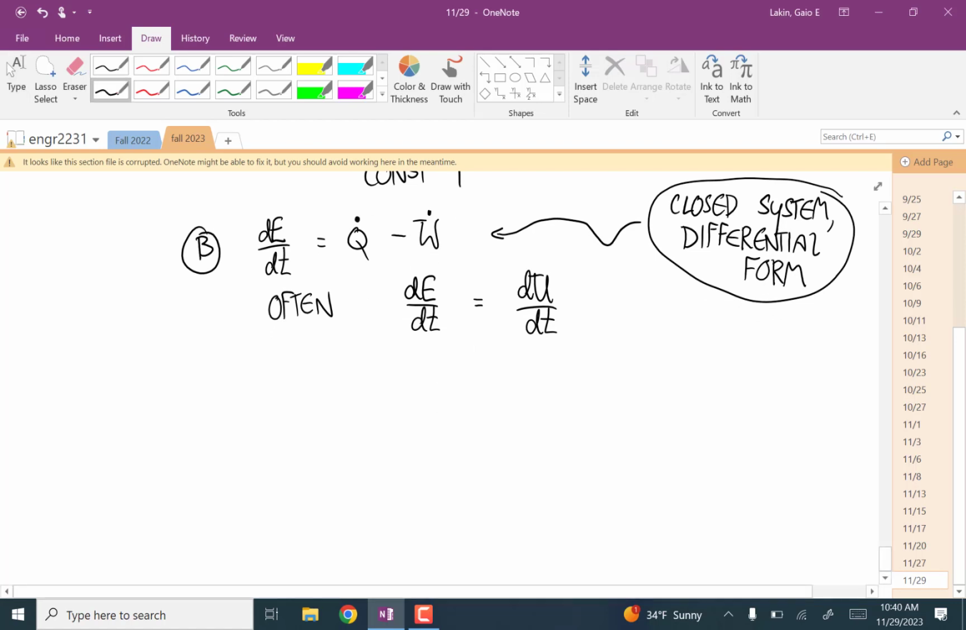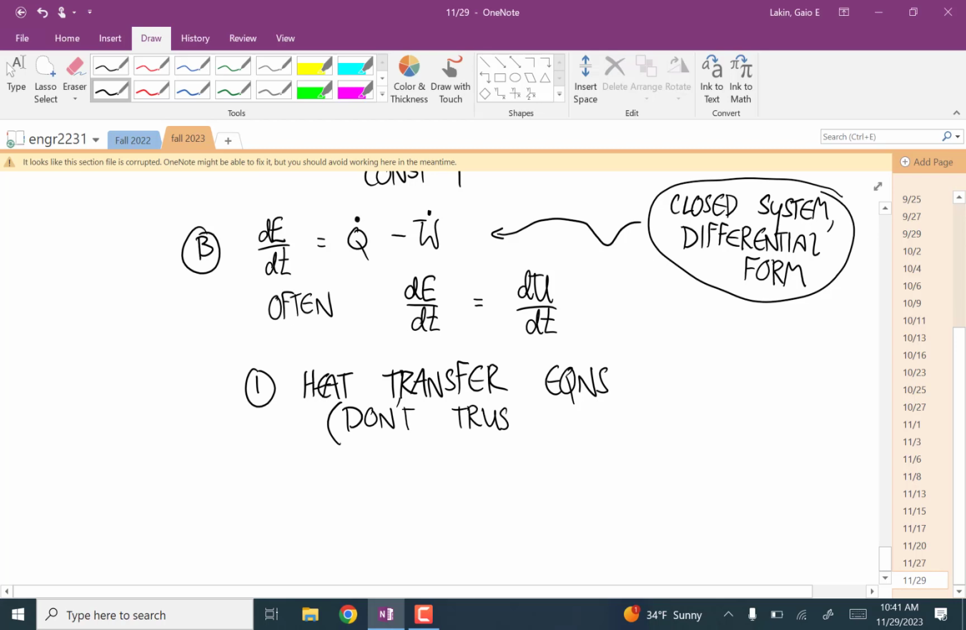The main thing we did with this form was use heat transfer equations. And the only thing you need to remember about using the heat transfer equations is don't trust the signs. You have to come up with the signs on your own based on what makes sense with your sign convention.